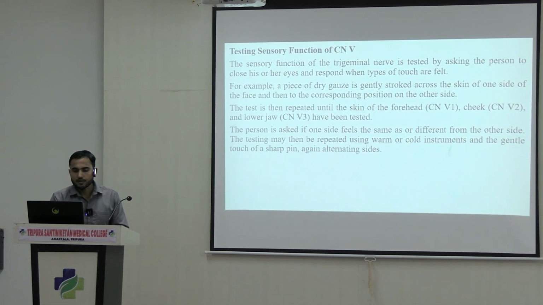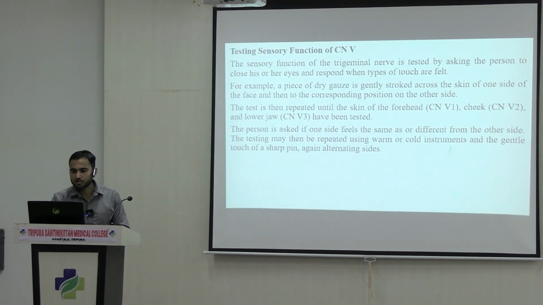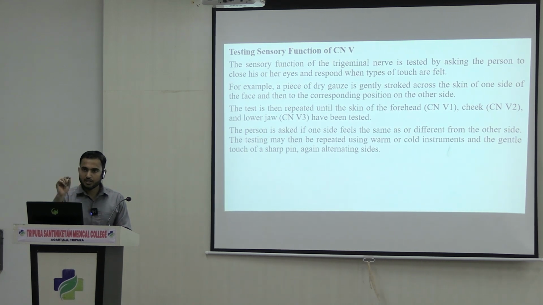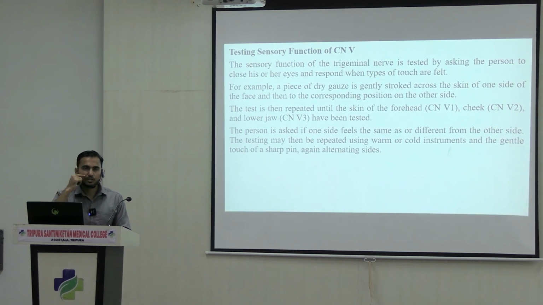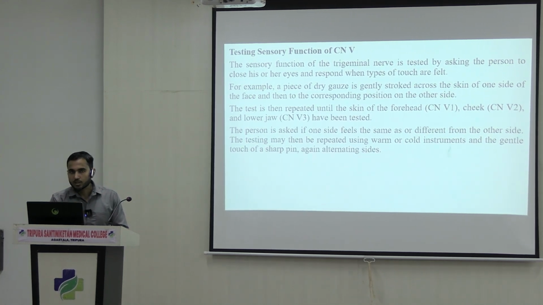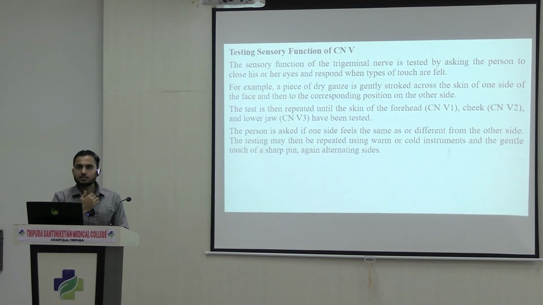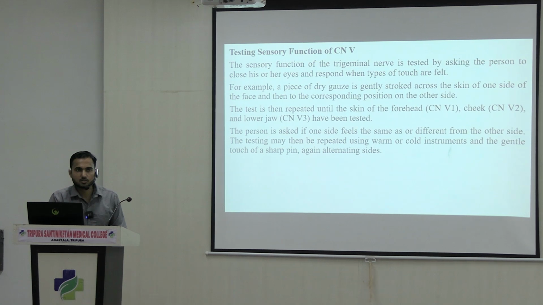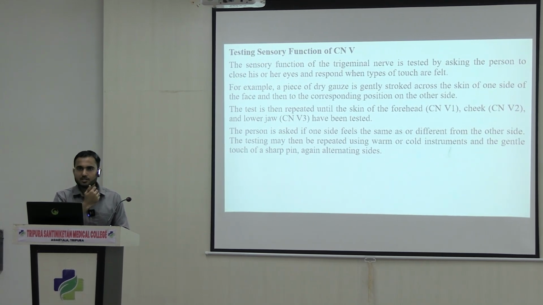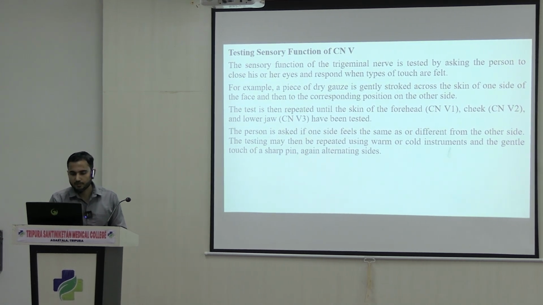For example, a piece of dry gauze is gently stroked across the skin on the side of the face. You take a dry gauze and stroke the side of the face. Then one side is done, and then you go to the other side. Then you ask the patient whether they are feeling it or not. If the patient is feeling that something is present on either side of the face, that means the cutaneous nerve supply is there.